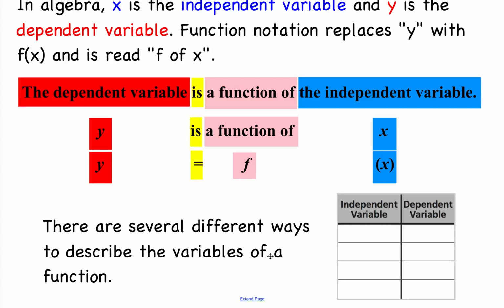There's several different ways to describe the variables of a function. So our independent variable, one of the ways we can describe that is call it an x value. We could also say that it's the domain. We could say that it's an input variable, or we could also say that it's just x. The dependent variable then would be y values. It would be the range. They could be outputs, or they could be y, or f of x, excuse me. So different ways of describing those two things.